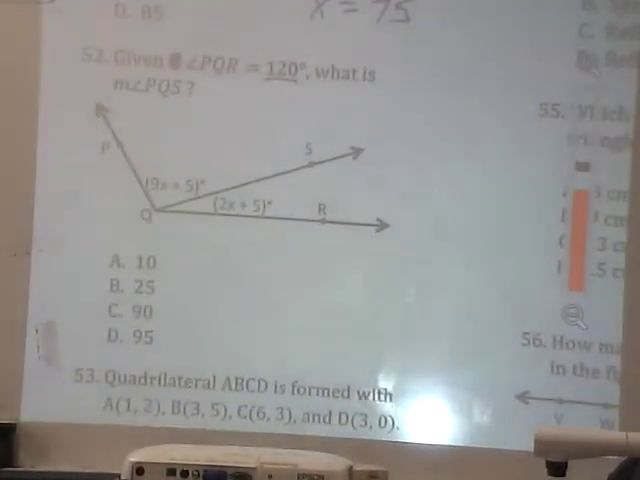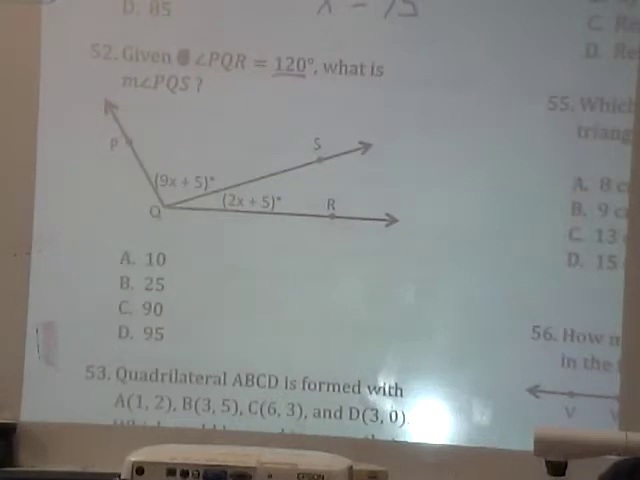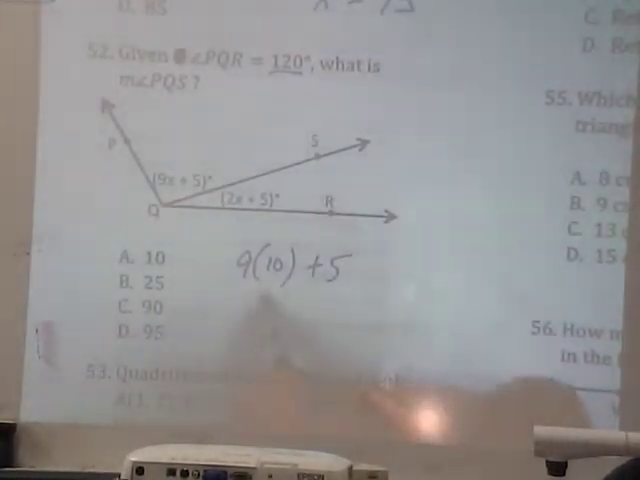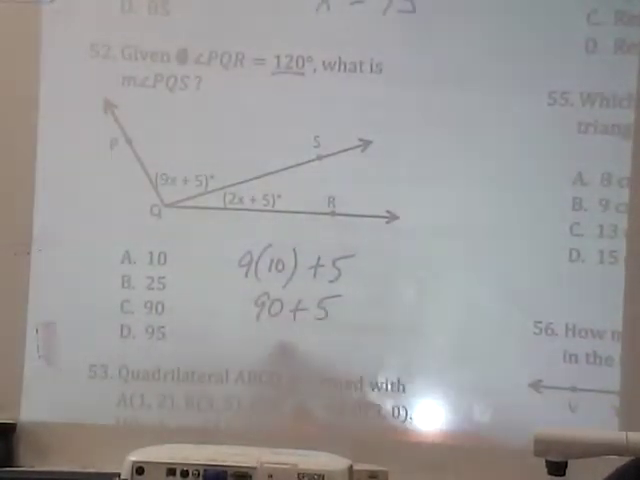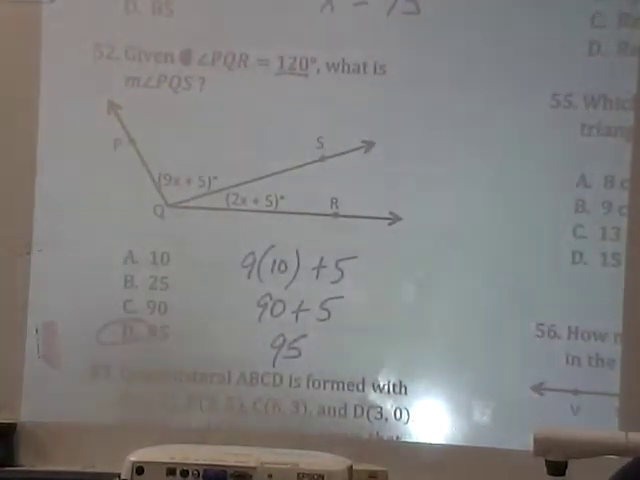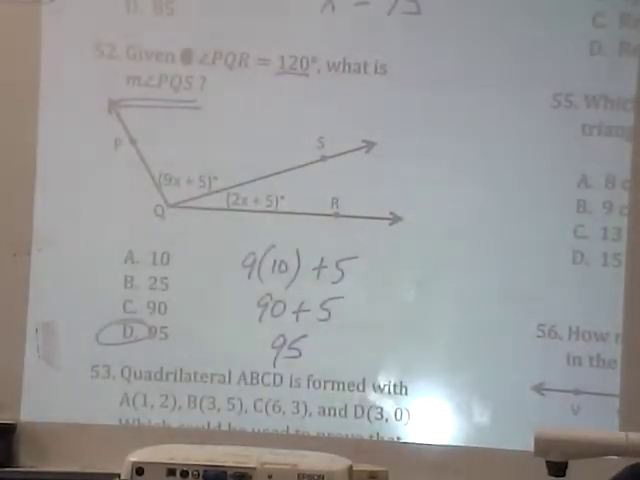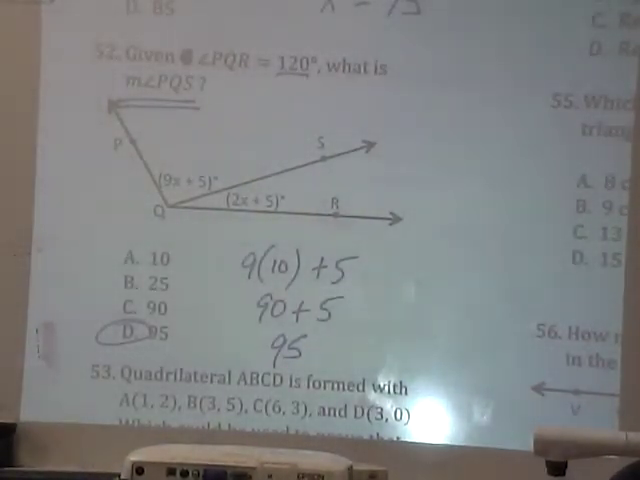It says find the measure of PQS. So we're going to plug 10 in for x right here. So 9 times 10 plus 5. 90 plus 5. 95. Don't fall for that 10, right? Make sure you read the question. Questions on page 2.